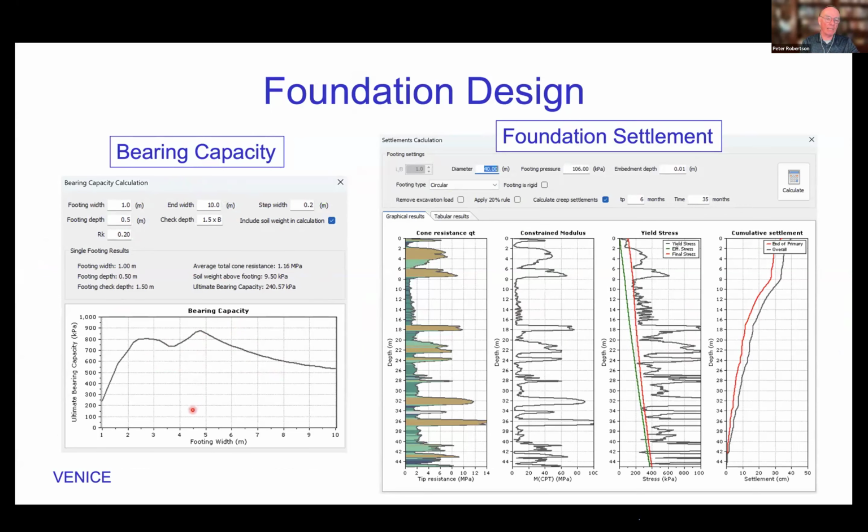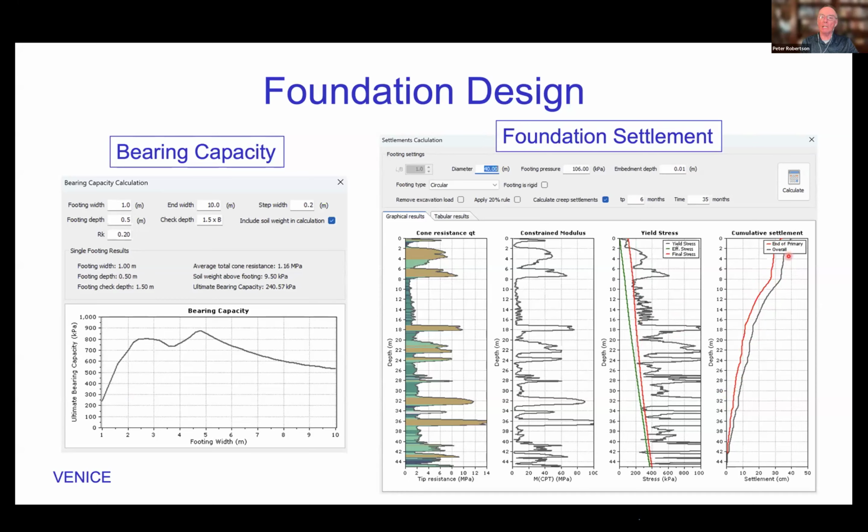And of course, you then divide that by some factor of safety to get an allowable bearing capacity. And then with that allowable bearing capacity, you could then do a settlement calculation. So you take the one-dimensional constraint modulus and the OCR, and you do a settlement calculation, and it plots out not just the settlement, but the profile of settlement with depth.